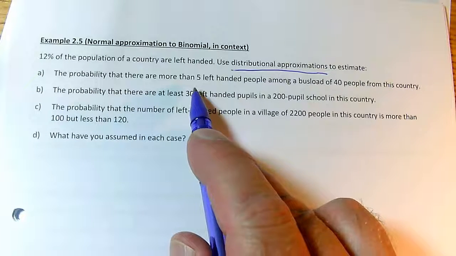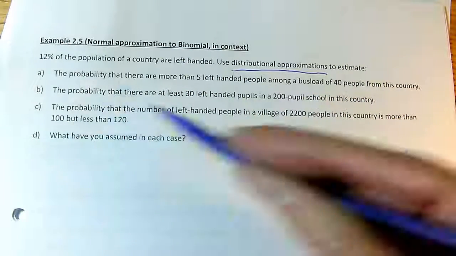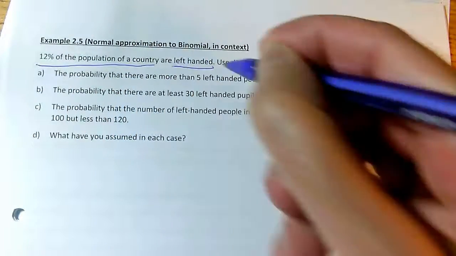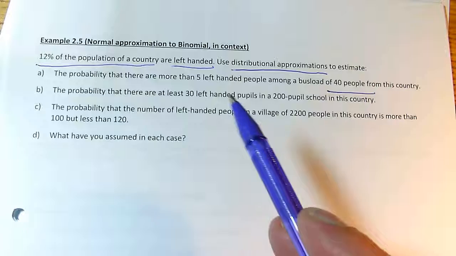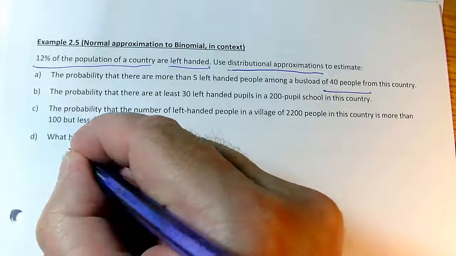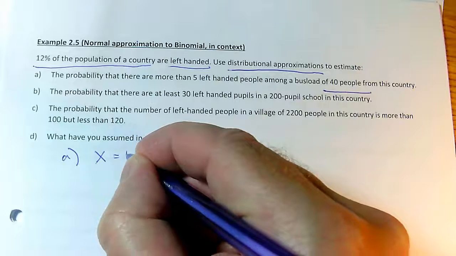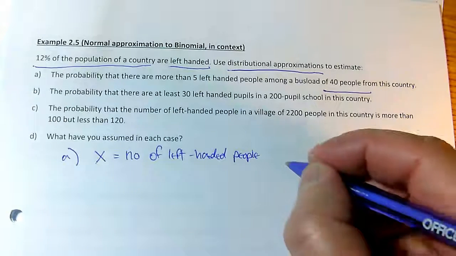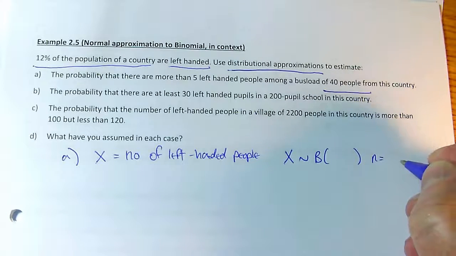We want 5 left-handed people or more out of 40 people from this country. So we've got 40 people, and in this country 12% are left-handed. So I'm counting the number of left-handed people out of 40 people. So I'm counting successes from 40 trials, and we're going to assume they're independent. So if I'm counting successes in n independent trials, it means that my x, the number of left-handed people, and it's always a good idea to be clear about what your random variable actually means, x will have a binomial distribution.